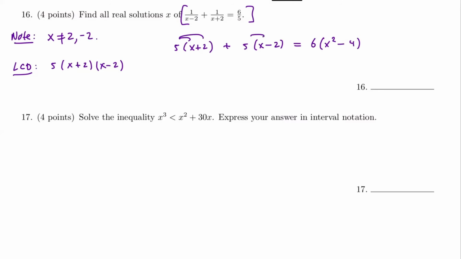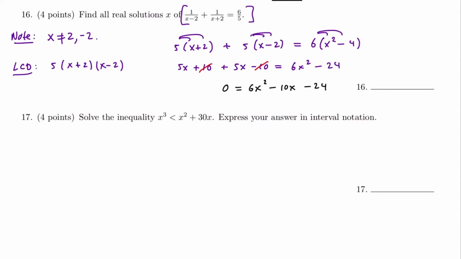All right, now you expand both sides. Here we distribute, here we distribute, here we distribute. So 5 times x, that's 5x, plus 5 times 2, that's 10. And then again, 5 times x, 5x, 5 times -2, -10, is equal to 6x squared minus 24. All right, now our goal is to move everything to one side where x squared is positive. So I'm going to move everything to the right side. On the left side, you'll notice that these cancel out, so you've got a 10x on the left side. Move that to the right-hand side. So you have 0 equals 6x squared minus 10x minus 24.